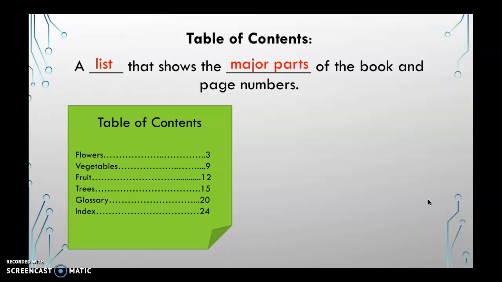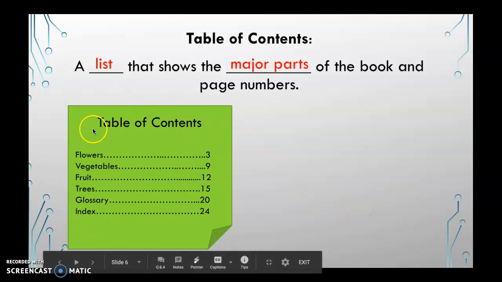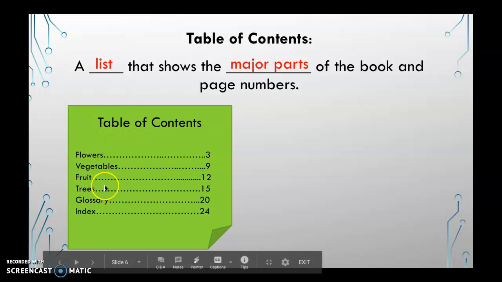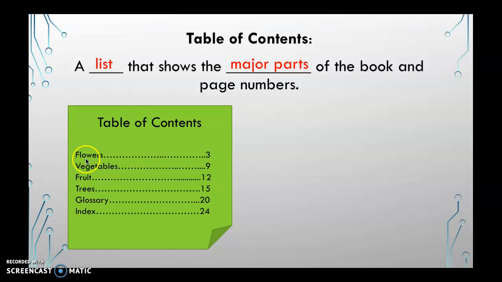The next section we're going to look at is the table of contents. This is a list that shows the major parts of the book and the page numbers. So if you look at the example here on the left-hand side, this is our table of contents for a book about different types of plants. And the first section is flowers, and you would find it on page 3. Vegetables you would find on page 9, and so on.